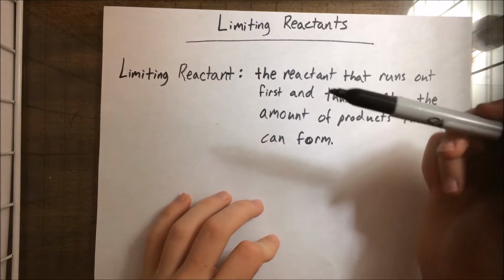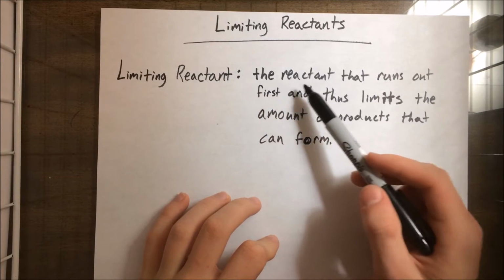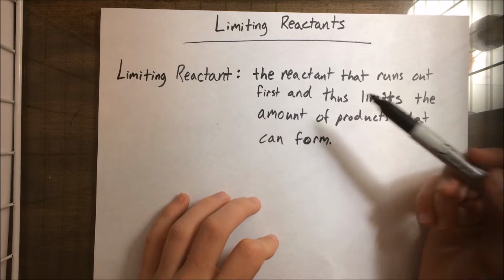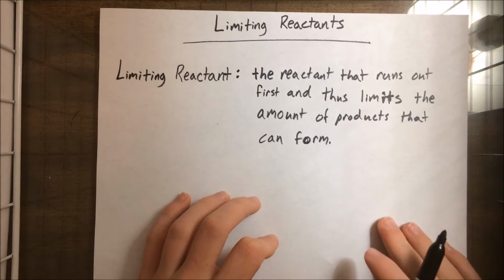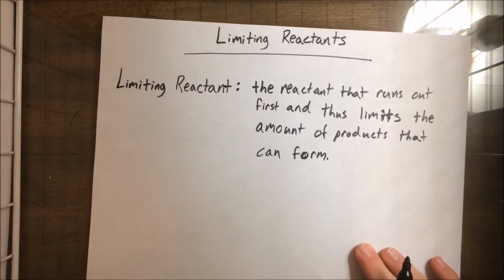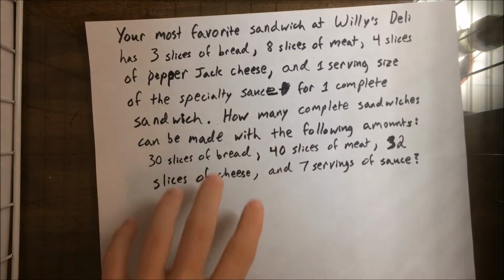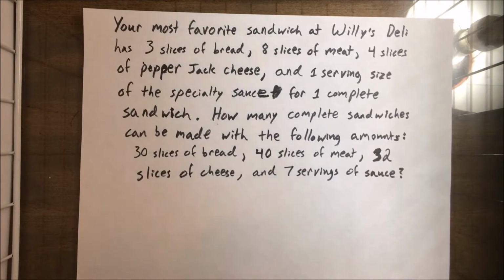So to start, let's define what a limiting reactant is. It is the reactant that runs out first in a chemical reaction and thus limits the amount of products that can form. So to better understand limiting reactants, let's look at a non-chemistry related example.